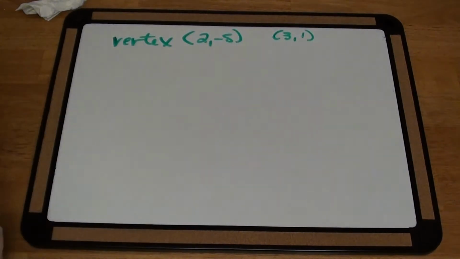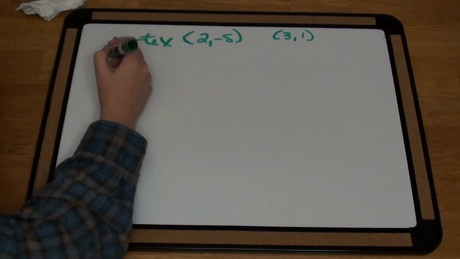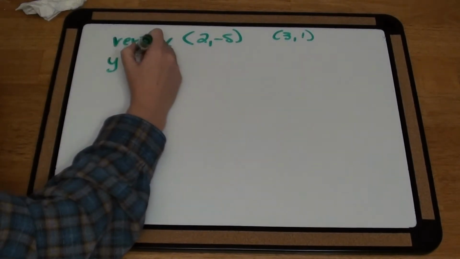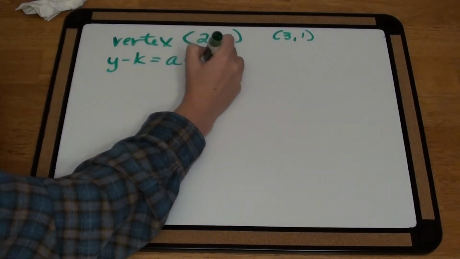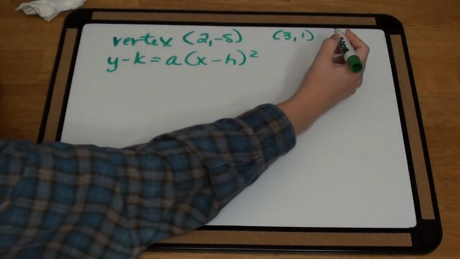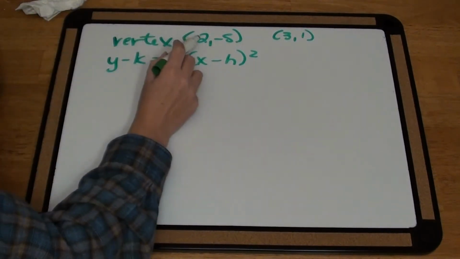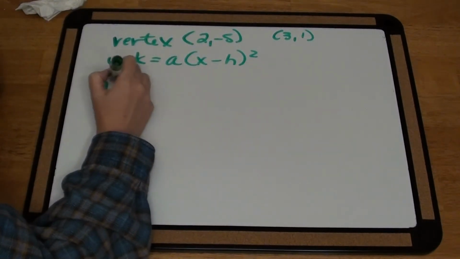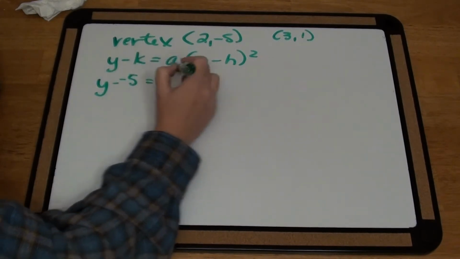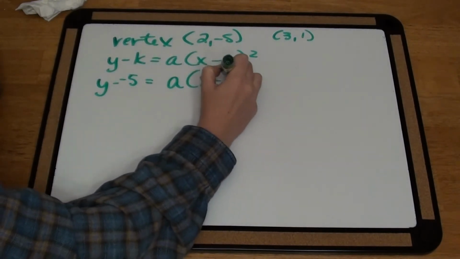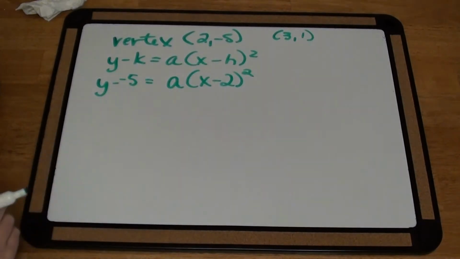Now, when they give us the vertex, the easiest thing to do is not put it into the standard form of a parabola. In this case, with giving us the vertex, we want to put it in vertex form. That makes life easier. So vertex form, if you remember, is y minus k equals a times x minus h squared, where my vertex is represented by h, k. So I can just take these values and plop them in. So y minus a negative 5 equals a times x minus 2 squared. Yay!